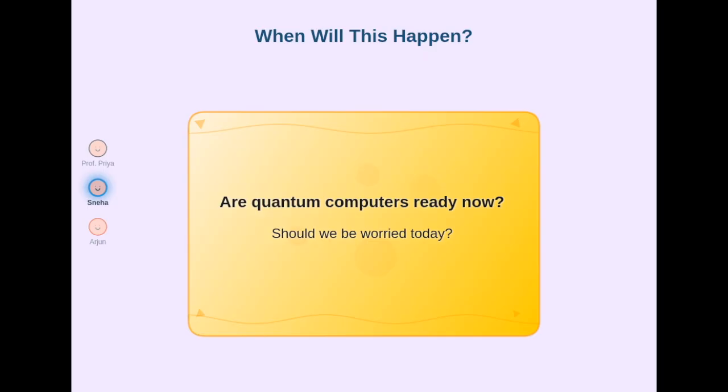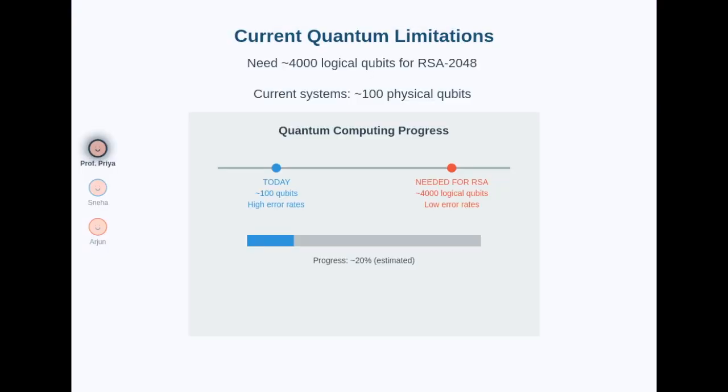This sounds scary. Are quantum computers powerful enough to break RSA right now? Should we be worried about our online security today? Good question, Sneha. Current quantum computers aren't quite there yet. To break RSA 2048, we'd need about 4,000 logical qubits, but today's systems have around 100 physical qubits with high error rates.